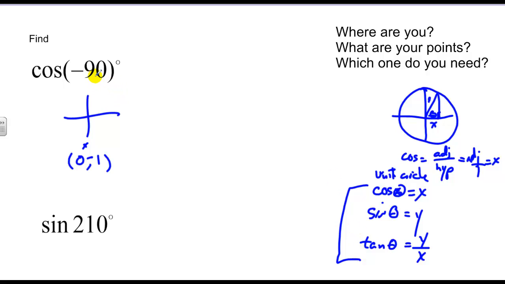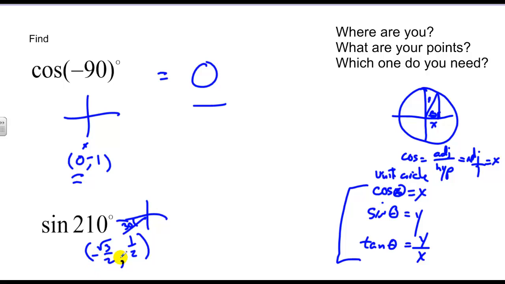So if I want the cosine of negative 90 degrees, I'm looking for the x value. My x value is 0. And there's my answer. When I'm talking 210 degrees, let's find out where we are. 210 puts me right here. And what I know about 210, which is very important, is it's 30 degrees away from the horizontal axis. So it's going to have the same x and y coordinates as 30 degrees. My x and y coordinates for 30 degrees are root 3 over 2 and a half. But since I'm in the third quadrant, they're both negative.